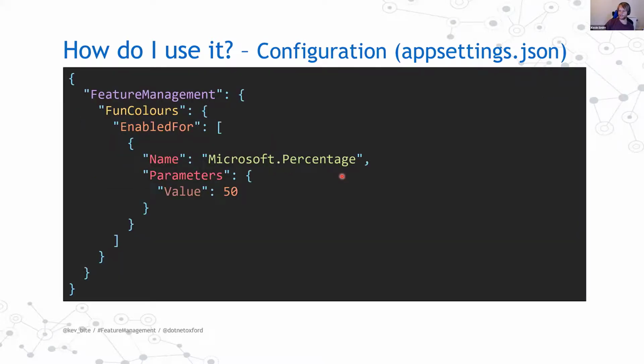And if you want to do some kind of conditional filtering on it, we can also do it as an enabled for block instead. Then we pass it a block of configuration, which tells us which filter to use. So this is using the Microsoft.Percentage filter, and that percentage filter has some parameters, and this has a value of 50. That means it's going to give us a 50-50% split of every single time we evaluate FunColors is on or off.